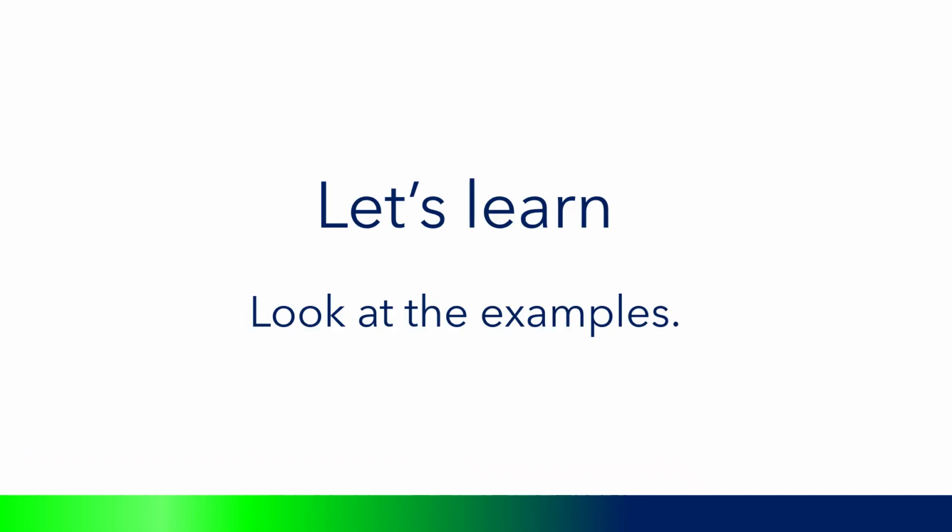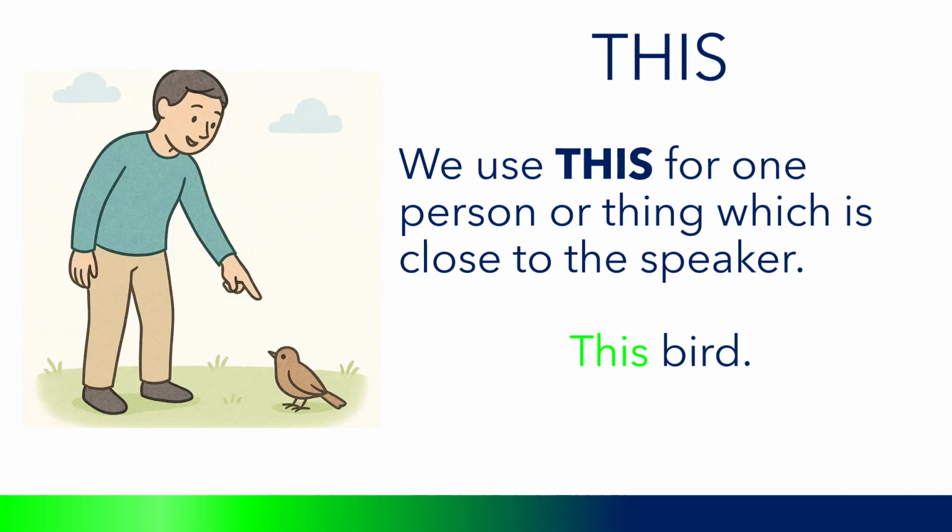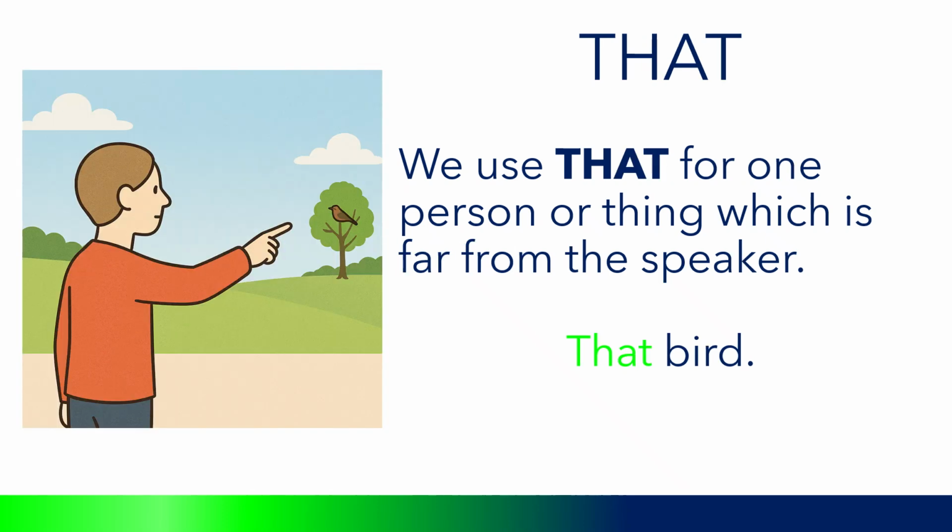Let's learn. Look at the examples. We use this for one person or thing which is close to the speaker. This bird. We use that for one person or thing which is far from the speaker. That bird.